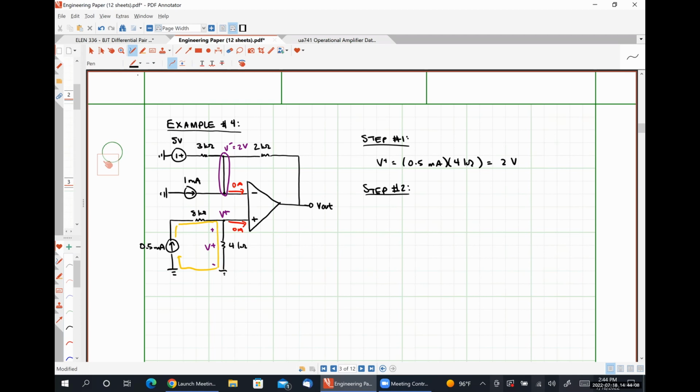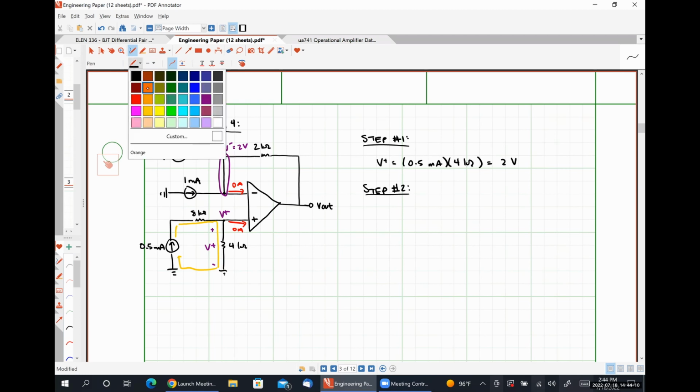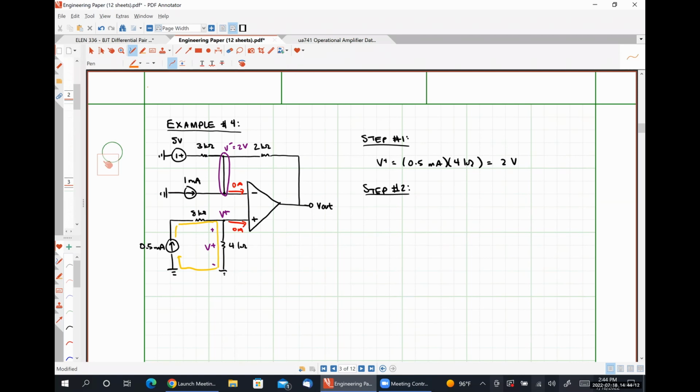And so I'm going to apply KCL by taking this current and this current, adding them all together and setting them equal to 0. So let's start with the current flowing to the left through the 3 kilo ohm resistor. That's going to look like 2 volts minus 5 volts over 3 kilo ohms.